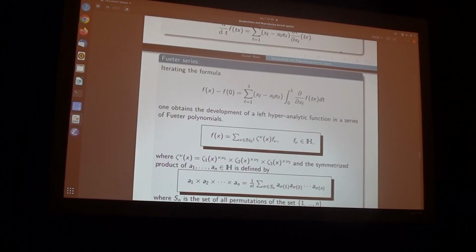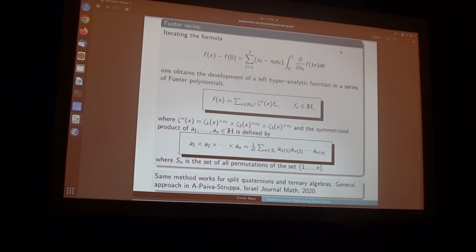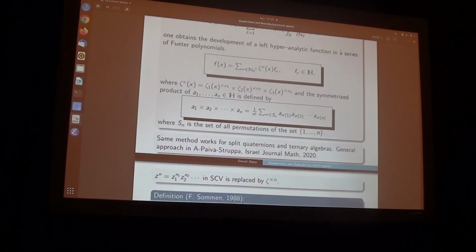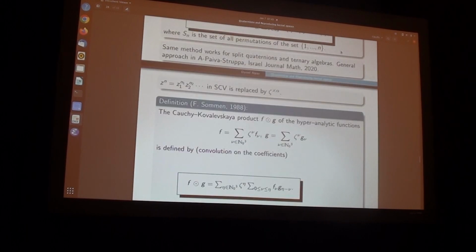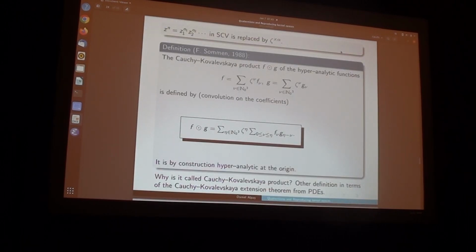In any event, the counterpart of the power series in several complex variables is what is here, the zeta nu. These are symmetrized products. The product of two Fueter variables will not be hypercomplex in general, but the symmetrized product will be. And this allows you, and there is something similar for the split quaternions as I mentioned here. And when you have power series like this, there is a product for hyperanalytic functions. It bears the name Cauchy-Kovalevskaya because it was introduced first by Franz Sommen using the Cauchy-Kovalevskaya theorem from PDEs.